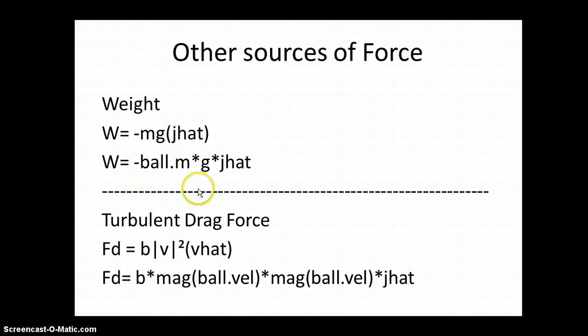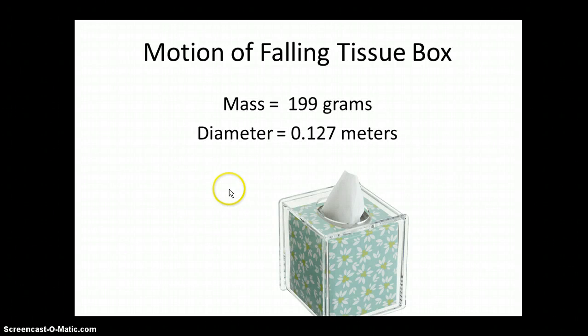The turbulent drag force is a force whose direction is always opposite to the direction of the object's motion, and whose magnitude is proportional to the square of the object's speed. The B is the drag coefficient and is the proportionality constant for the magnitude of the drag force. The system being used today in Tracker is a square tissue box, while the surroundings is the air and the environment around the box.